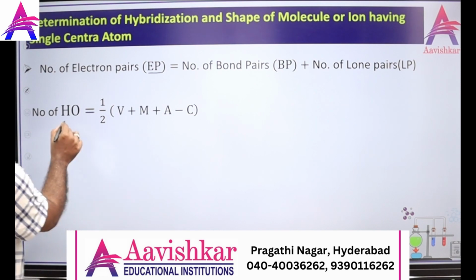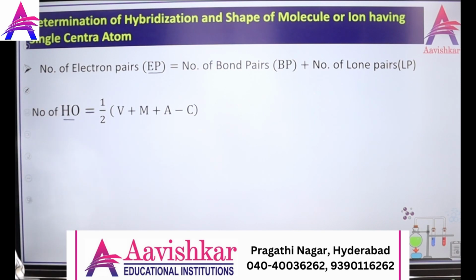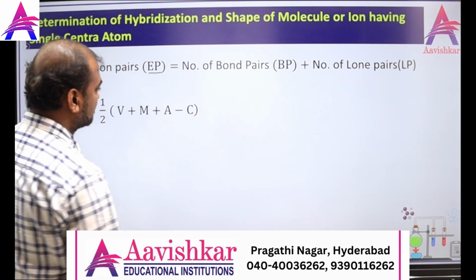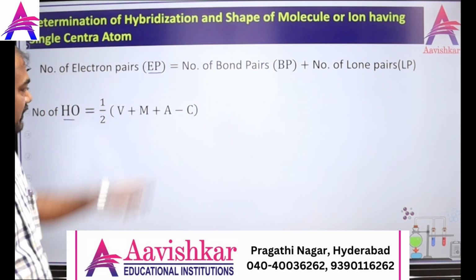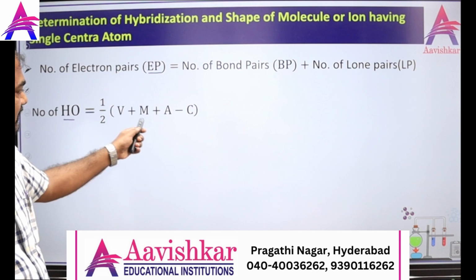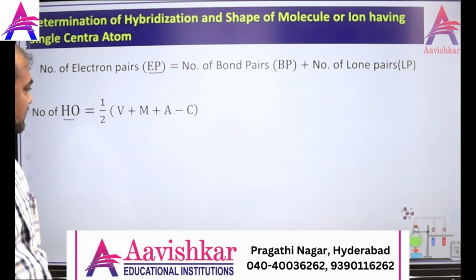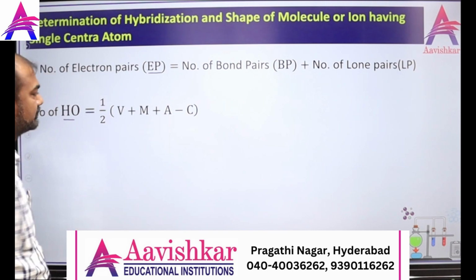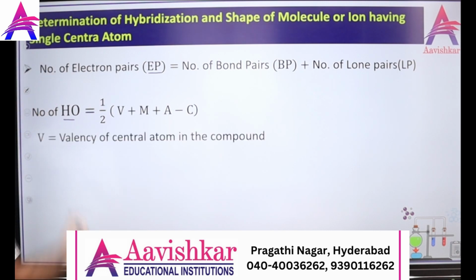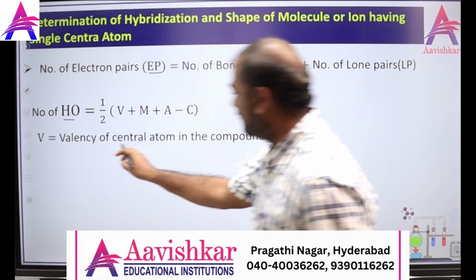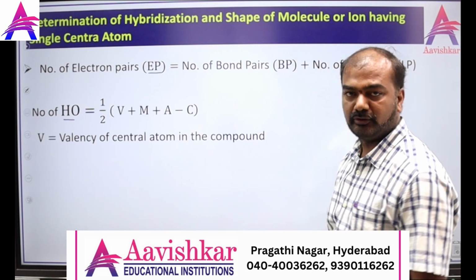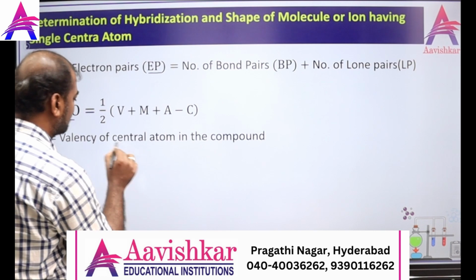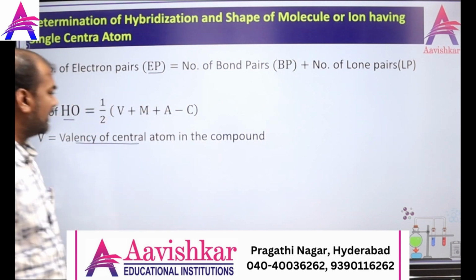Now this will give us the hybridization value. Half of V plus M plus A minus C is the formula. So half of V plus M plus A minus C. What do V, M, A and C stand for? V stands for the valency of the central atom in the compound. So valence electrons will generally be equal to the group number.